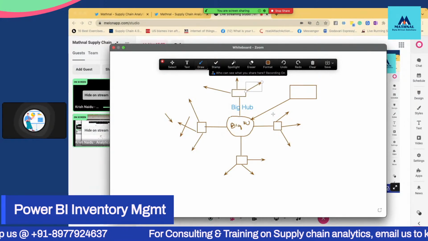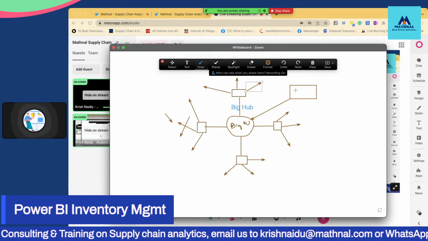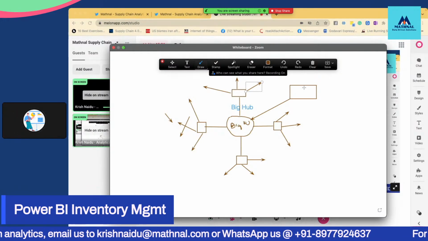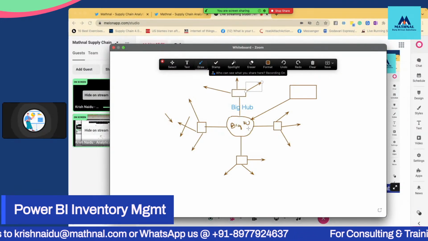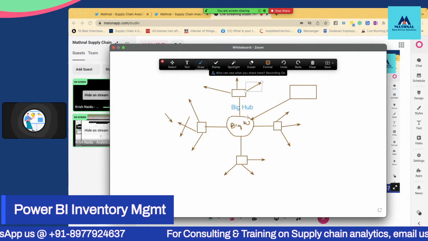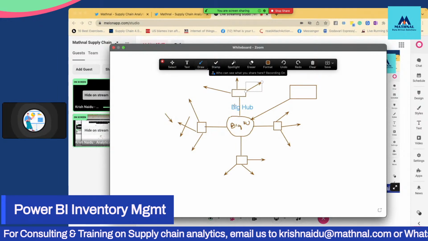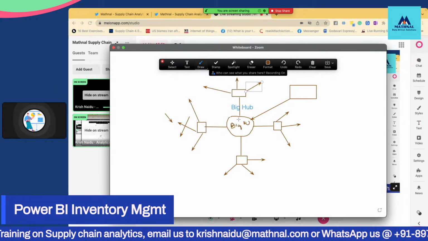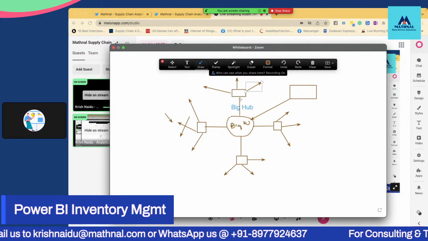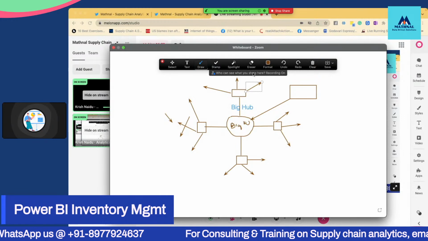Getting the point? So there is a national hub. What is the national hub? Suppose you're talking about Haryana. There will be one big warehouse in Haryana. From that warehouse, there is a big hub in Gurgaon, Gurugram. The materials will come from the big hub of Haryana to the Gurugram big hub. From the Gurugram big hub, there will be 4 different smaller hubs, north, south, east, and west.